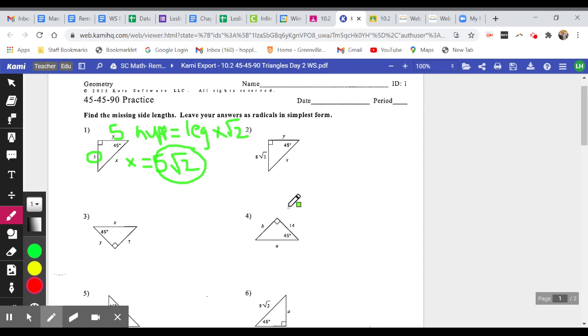Don't forget that for all of these problems, you should have 2 final answers because you're usually looking for a leg and a hypotenuse, or the length of 2 of the legs, which we'll do in a little bit.